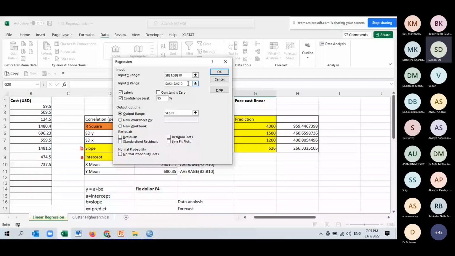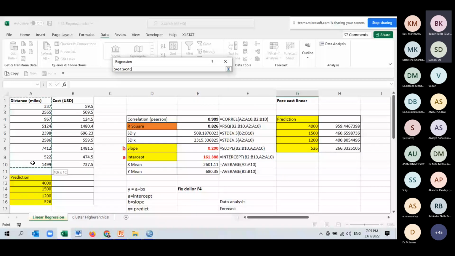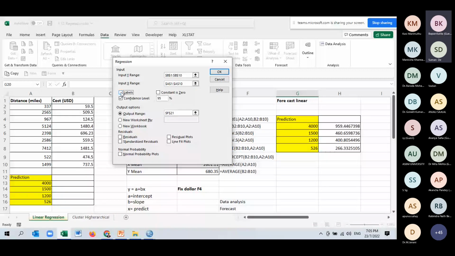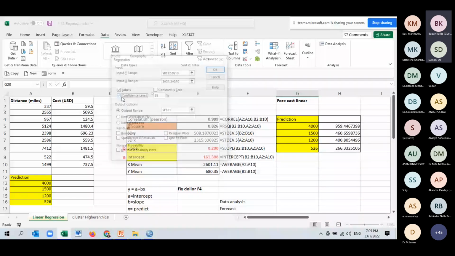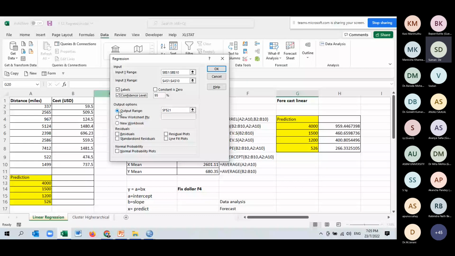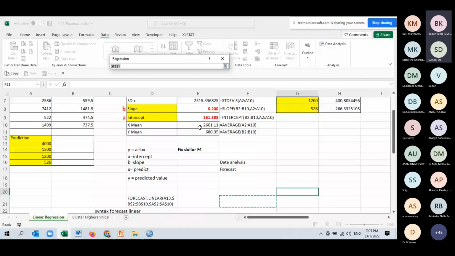This value we need to select. And then labels in the first row. Check box this. Confidence level. And then output range. Click this output range. Click on this arrow. You select any particular cell. So I have selected F21. Okay, sir. I have given F21.